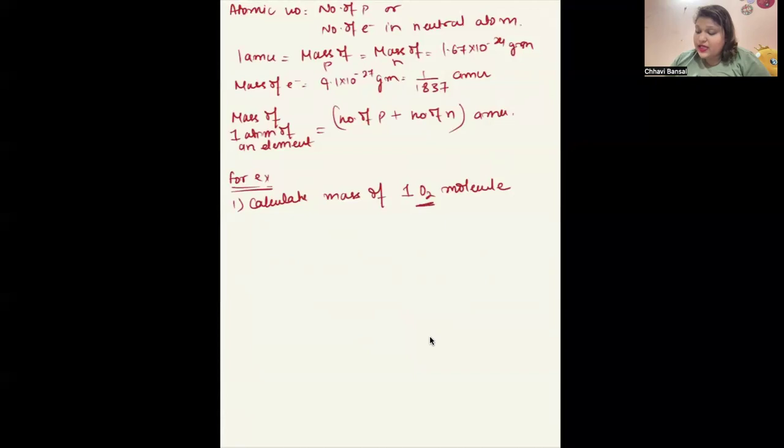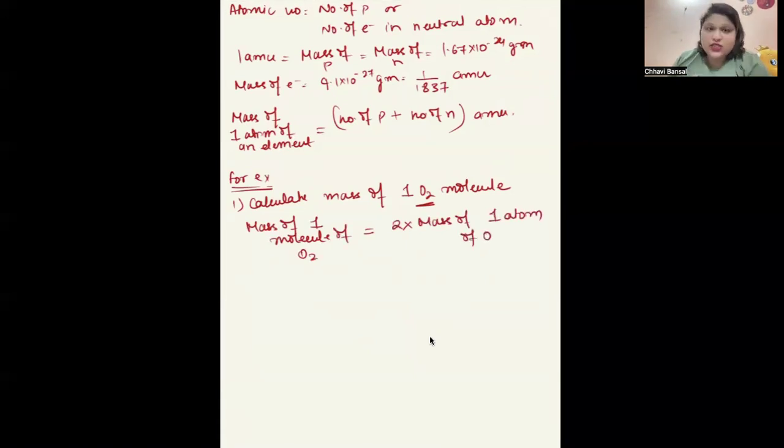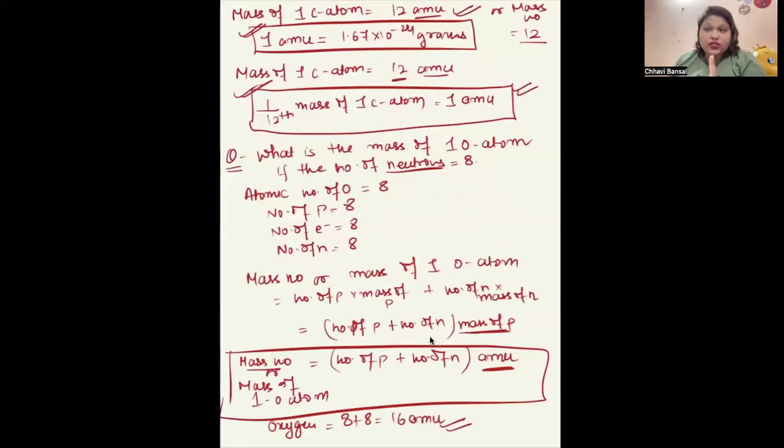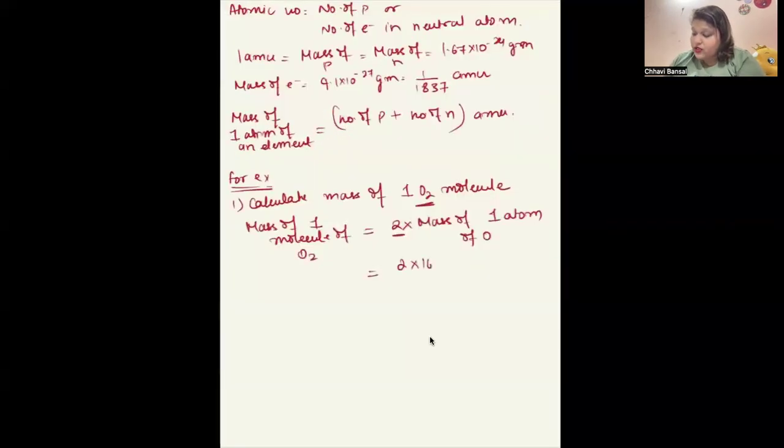Now in this molecule, we can see there are two oxygen atoms present. So can I do mass of one molecule of O2 is equal to 2 into mass of one atom of O, right? Because both are oxygen. Whatever the mass of one oxygen is the same as the mass of the other oxygen, right? So I can just multiply it with 2, right? We calculated here, it is 16 AMU for one oxygen atom. Here, can I write 2 into 16 AMU, which is equal to 32 AMU. I can do this, right?